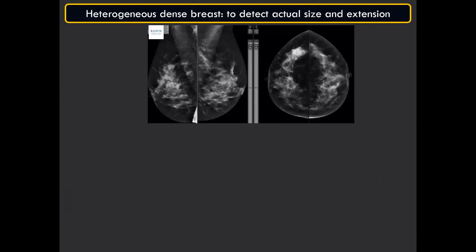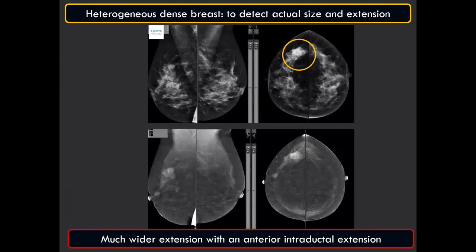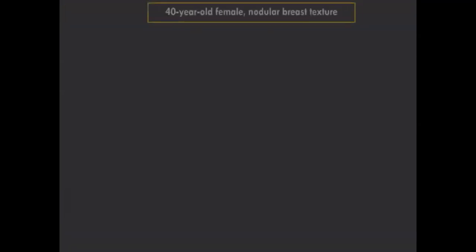This is another case with an evident suspicious lesion in the right upper outer quadrant. And you might tell me, why should we perform a contrast mammography or any additional imaging for this patient? The main indication of additional imaging in this patient is to see the actual extension of the lesion, because the size of the lesion is very important for the surgeon and for the oncologist as well. This is her contrast mammogram, and as you see, we can see anterior extension of the lesion, and the lesion is much larger than what we saw on the 2D mammogram.